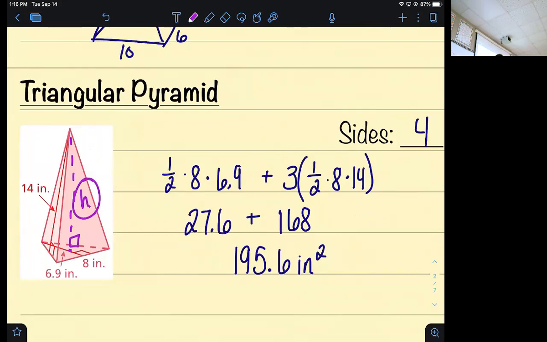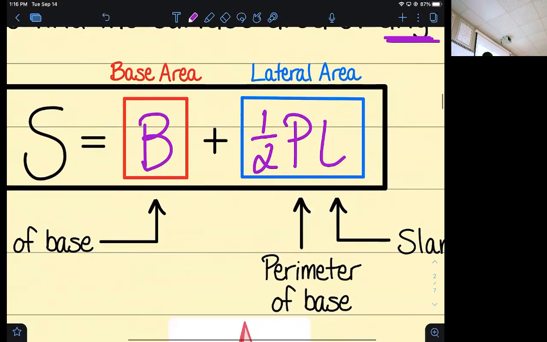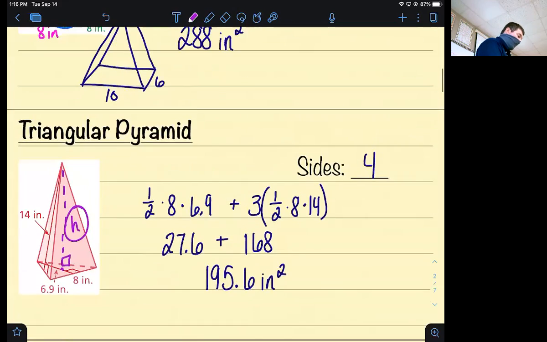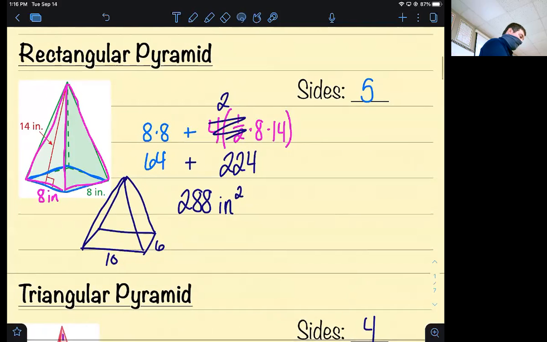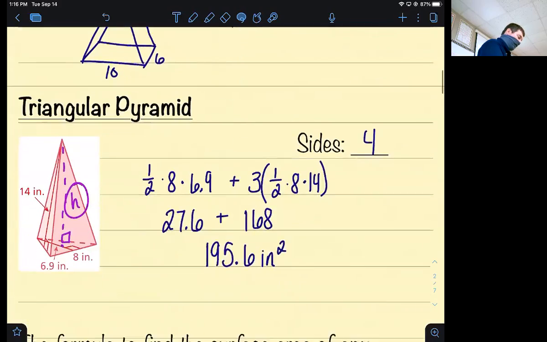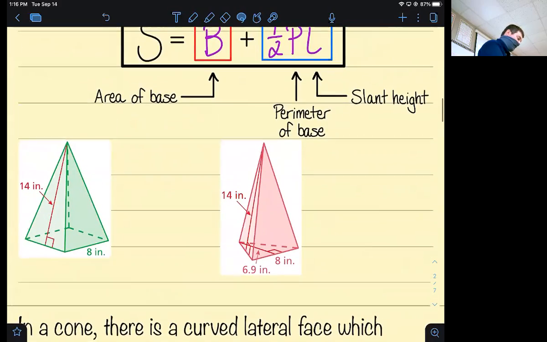So the triangle formula is 1/2 base times height, 1/2 perimeter of my base times slant height. It's the same formula. I'm just using different numbers to plug in. Okay, so if it really does work, and I might still have some skeptics out there, so just in case, if it really does work, then I should be able to get the same answer for both of these.